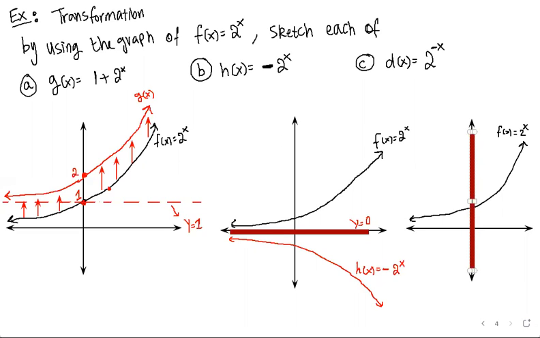So the 0 keeps 0. Here, this point stays the same, and everything goes like this. Okay, so this is the new one. It is d of x. This is d of x equal 2 to the minus x.